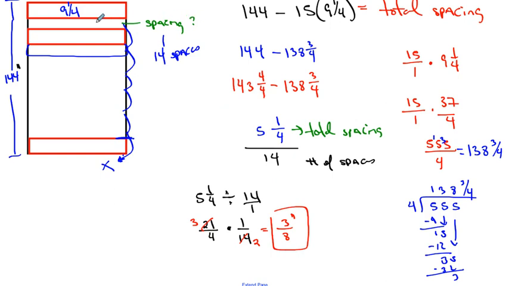So all the spacing in here is, choose a different color in that one. The spacing here is 3/8 inches. And if I added all these up, I will get the total of 144.